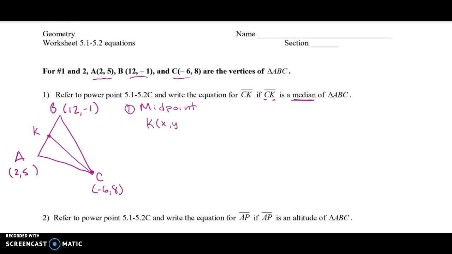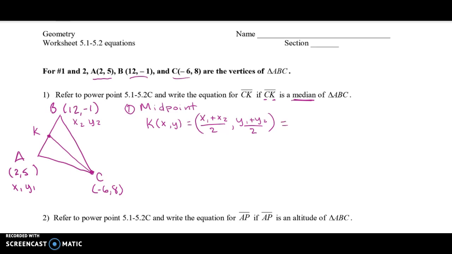We want the x and y value. So we're going to use the midpoint formula, which is x1 plus x2 divided by 2. And then you're going to average the y's. And we're going to do that for A and B. So this is going to be our x1, this is the y1, this is x2, this is the y2 for the midpoint formula.